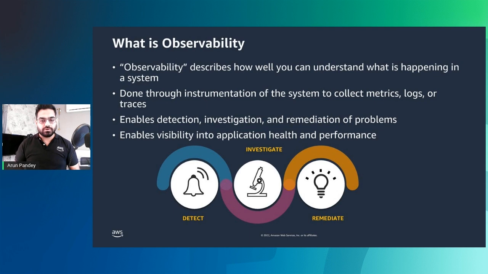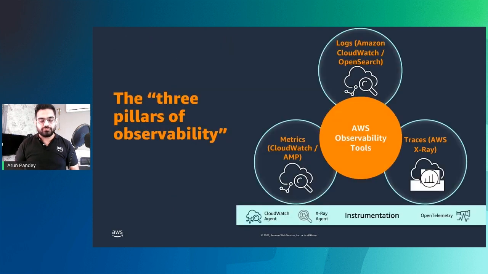Now let's look at the different pillars of observability. When we talk about observability, we talk about three key pillars, which are metrics, logs, and traces. There is a fleet of services to process this data. Within AWS, we have CloudWatch, OpenSearch, and X-Ray. Now let's look at what each of them is individually.